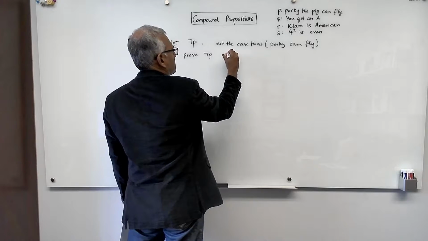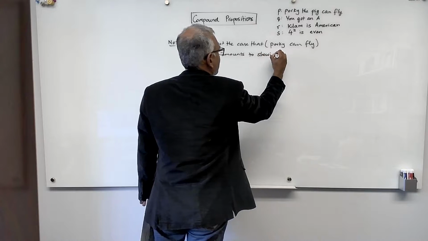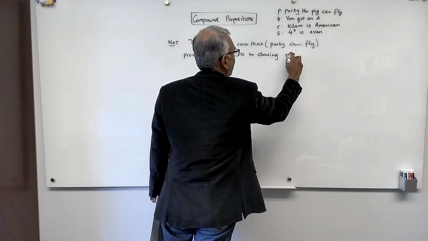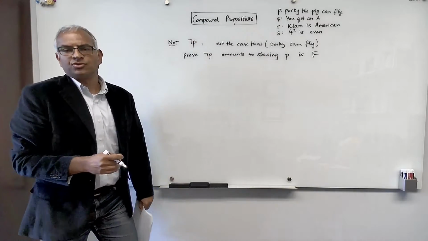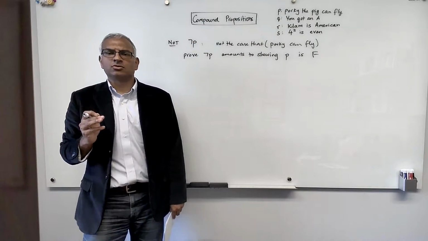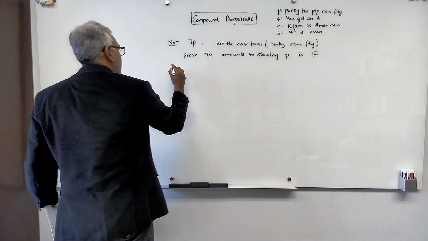Okay, amounts to showing P is false. If you're asked to prove P, that amounts to showing that P is true. You're asked to show not P, amounts to showing that P is false. Okay, let's talk about and.